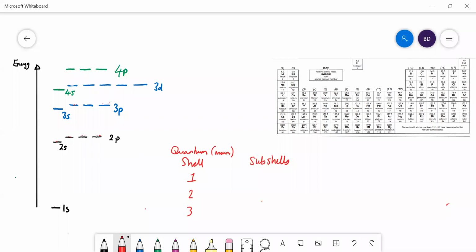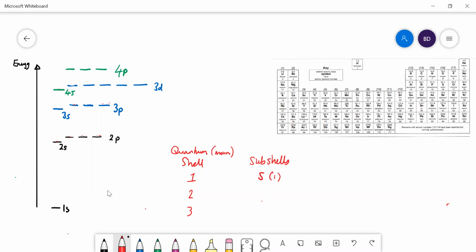Okay, so we are looking at orbitals. They're certain shapes that the negative electron charge cloud can occupy. Now in the first shell, we have only got the s orbital, and we may call it the s subshell. And there's just one of those. There's only one s orbital.